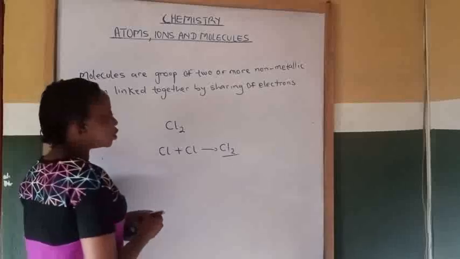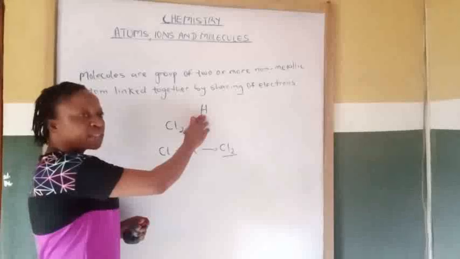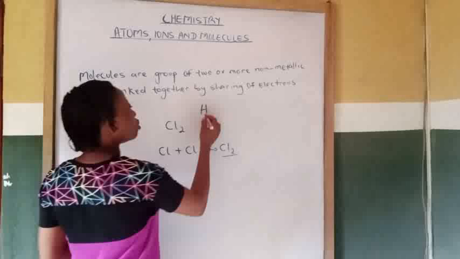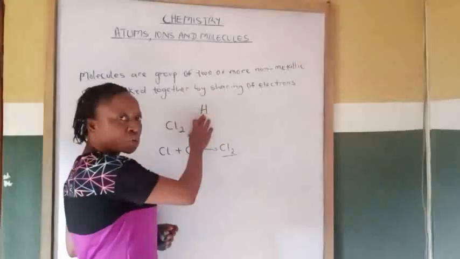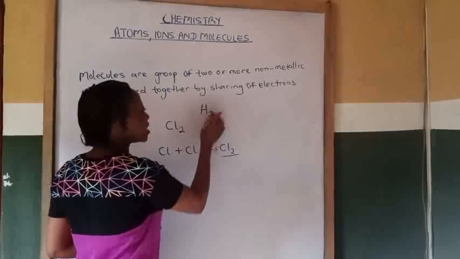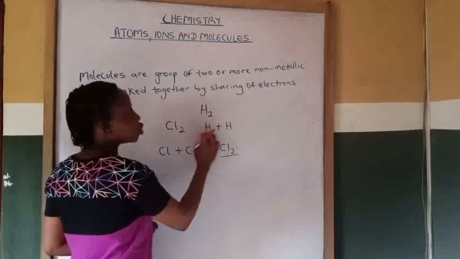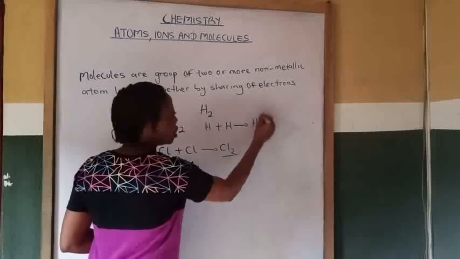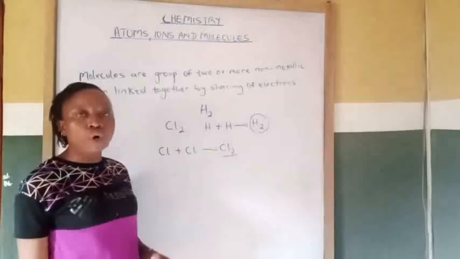Now, another one, let's take hydrogen. Hydrogen is a non-metal. Don't forget, a combination of two or more non-metallic atoms. So when hydrogen is standing on its own, you call it an atom or an element. But when we have H2, it shows that this H2 is a combination of two hydrogen atoms. So two hydrogen atoms combine together to give us H2. So H2 is a molecule. You call it hydrogen molecule.